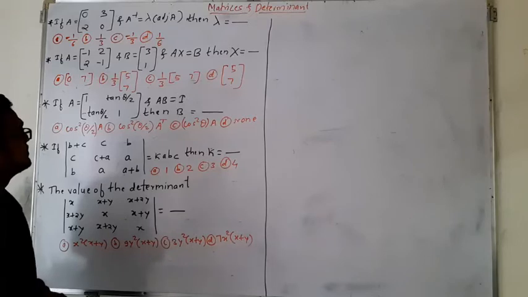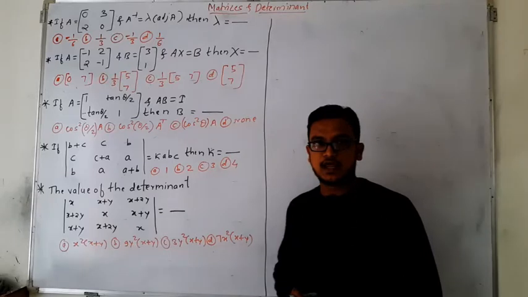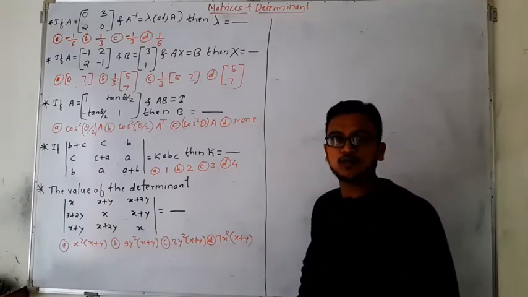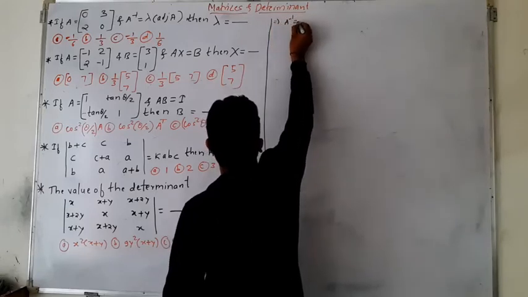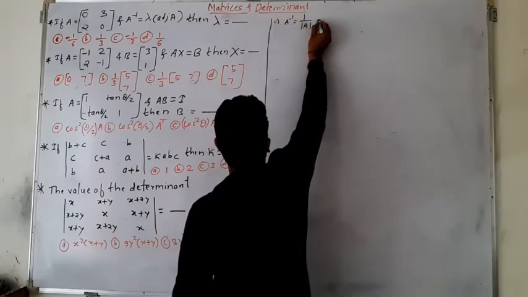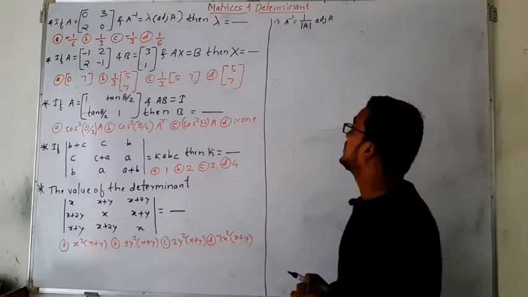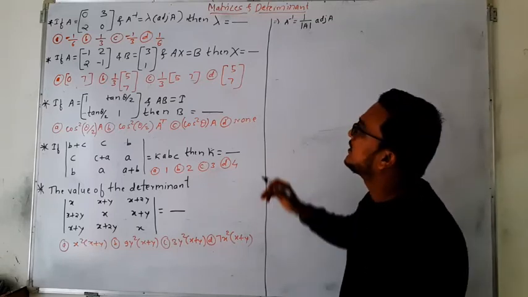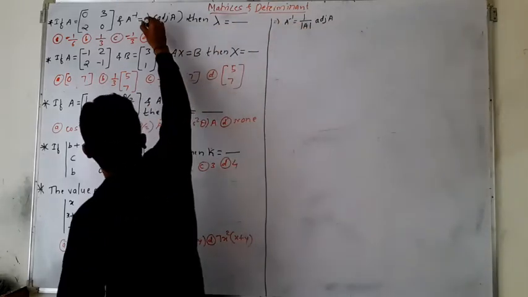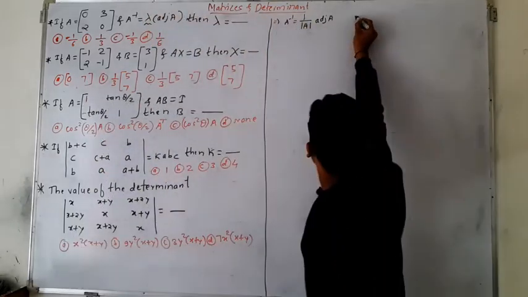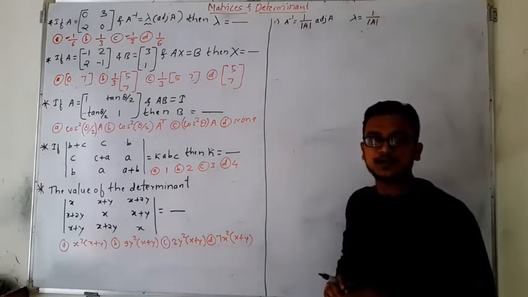Here, A inverse is equal to lambda into adjoint of A. So what is the formula for A inverse? A inverse is equal to 1 divided by determinant A into adjoint of A. This is the formula to find A inverse, right? Now in the place of 1 divided by determinant A, what do we have here? Lambda. So lambda is equal to 1 divided by determinant A.